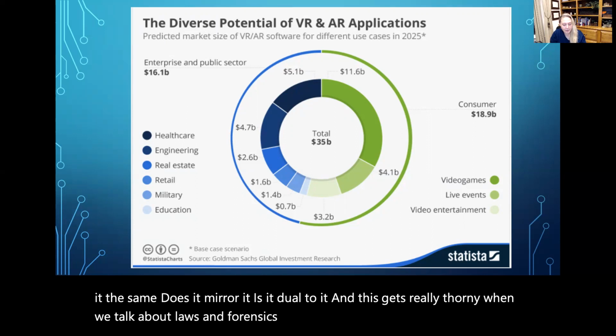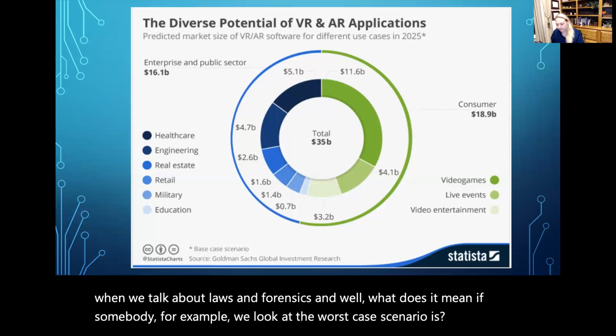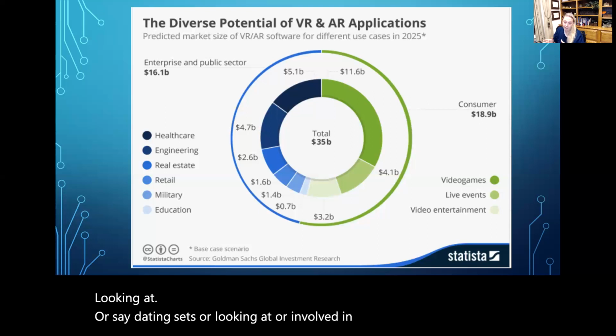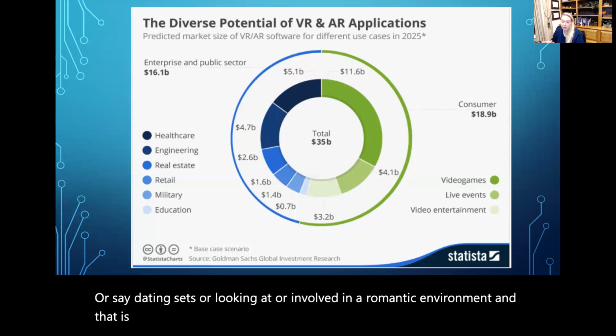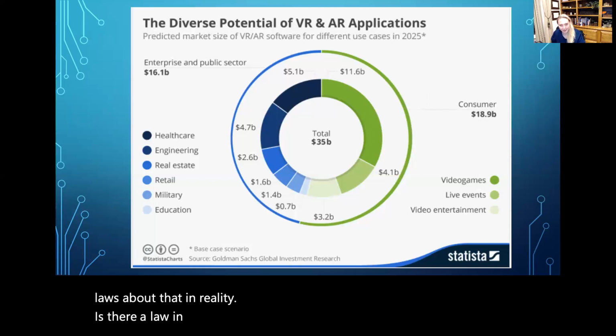Well, what does it mean if somebody, and we look at the worst case scenario, is dating or involved in a romantic environment with a minor, and that is considered pedophilia? There are very clear laws about that in reality. Is there a law in virtual reality?